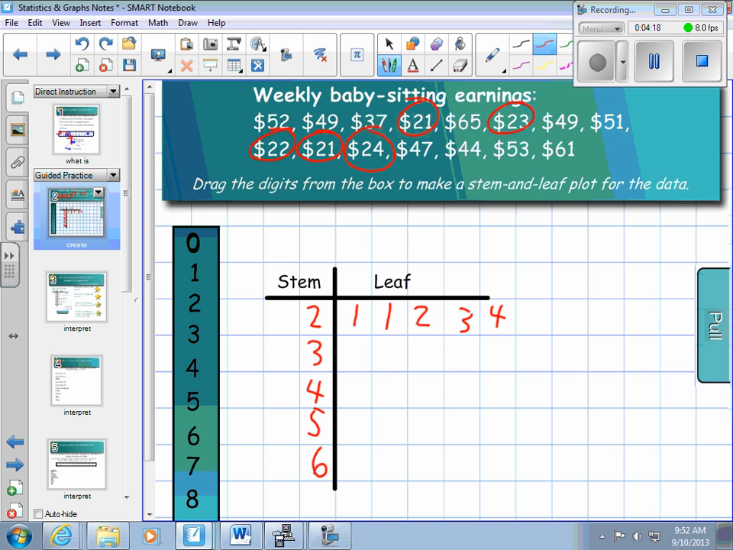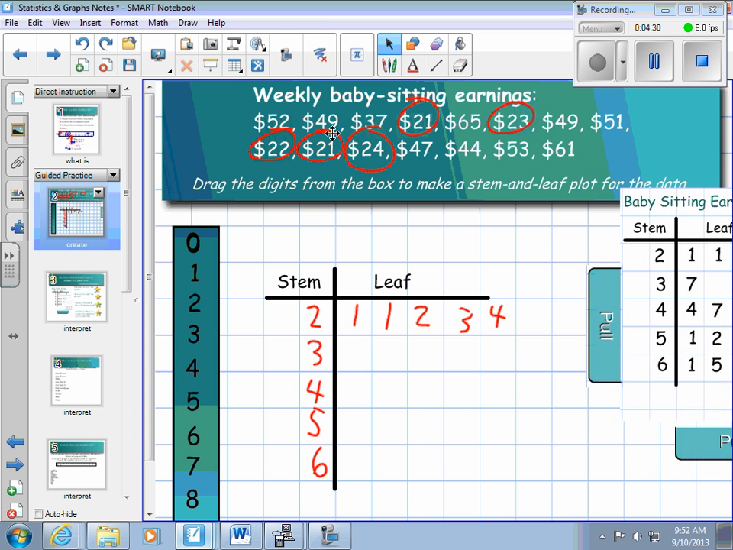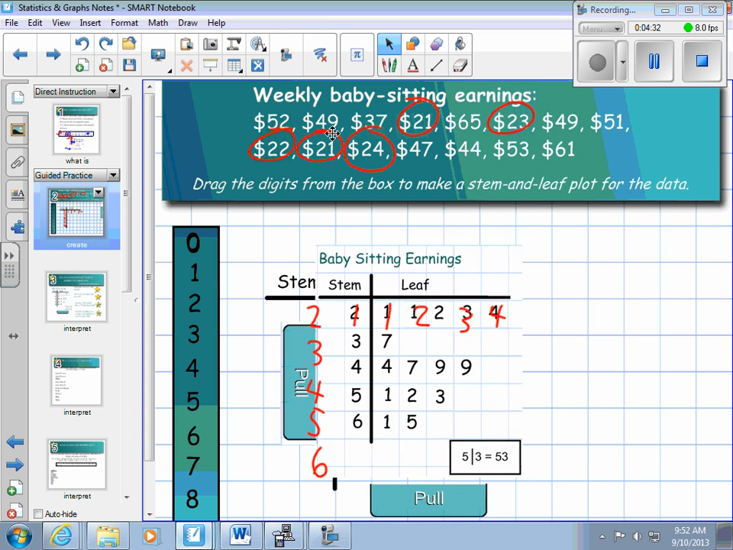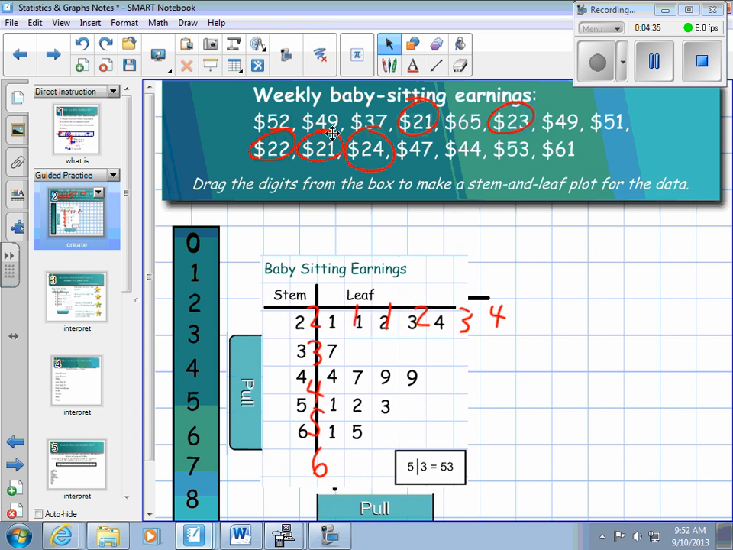When we're done, we should have 15 numbers on the right in our leaf section because there's 15 numbers in this table. So we want to go through and do that. And we'll end up with a babysitting chart when we're all done that looks something like this.